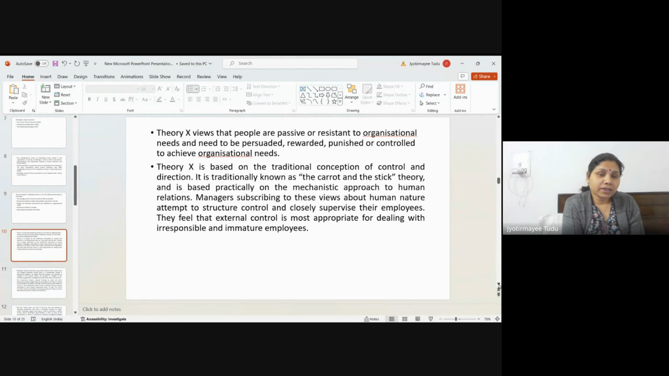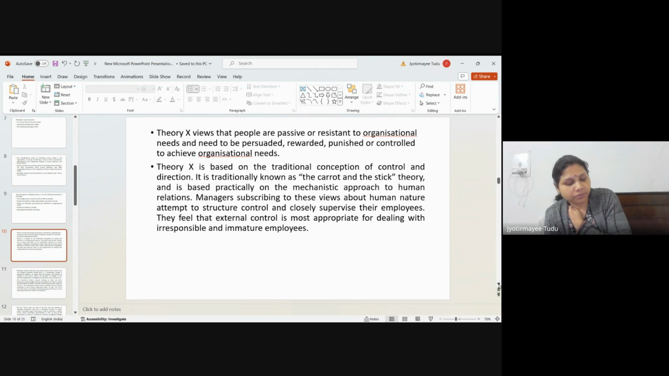Here, individual need and organizational need need to complement each other. When there is an incongruity or difference between the individual need and the organizational need, that will automatically have an impact on organizational performance. So if we go by theory X, it essentially talks about how people are not really motivated. They are generally passive and resistant to change. Any kind of change they really do not appreciate.